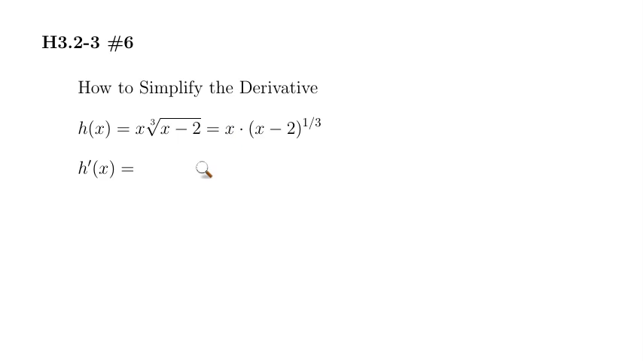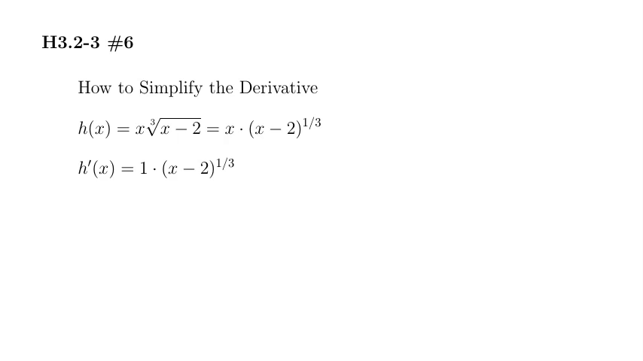Take the derivative of the first, so you're going to get 1, times the second guy. So I just copy this guy: you have the quantity x minus 2 to the 1/3 power. So we get that. That's the first term: the derivative of the first times the second. Then we're going to add.